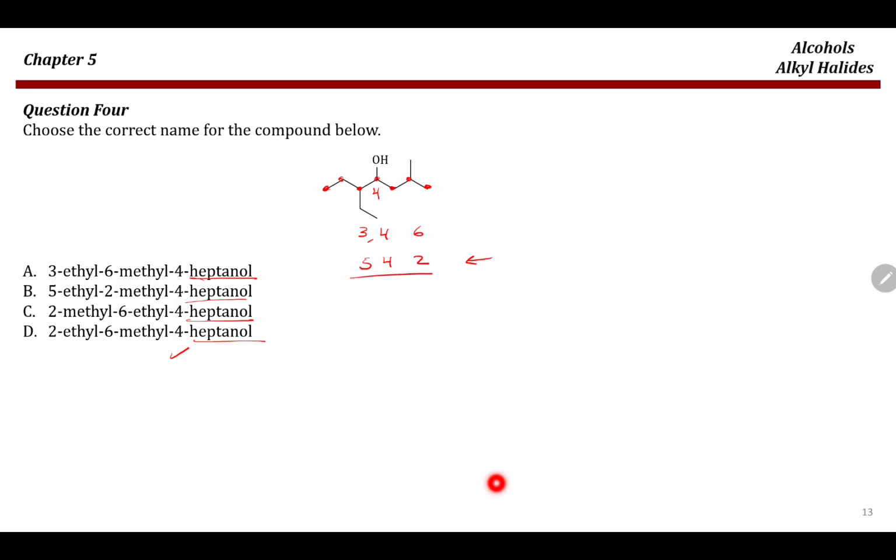Well, this is a smaller set of numbers. At least we have 2 here and we have 3 here. So this is going to be the correct one. So methyl will be at position 2 and ethyl will be at position 5, which is going to be the correct choice. 5-ethyl-2-methyl-4-heptanol. So here we didn't have to use the alphabetical order rule because our numbers were different. Since our numbers were different, we just stopped at the level of giving the branches the smallest possible numbers.